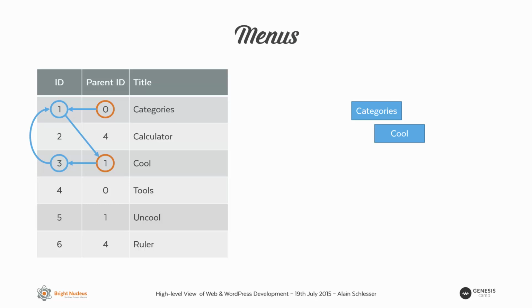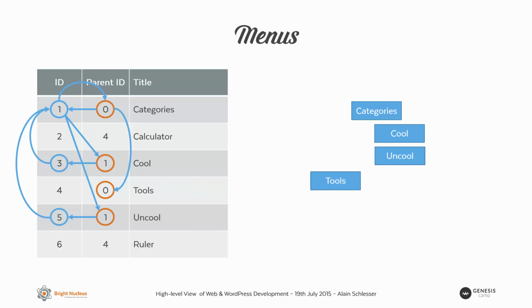It now looks for the next element with the parent ID of 1. It finds uncool and renders it at the appropriate level. Next, it checks for an element with a parent ID of 5. No element found, so it goes back to the level above. It now looks for another element with a parent ID 1. As it does not find more elements like this, it goes back up to the root parent 0. So now it looks for the next element that has a parent ID of 0 and finds tools. Tools gets rendered as another top-level item.